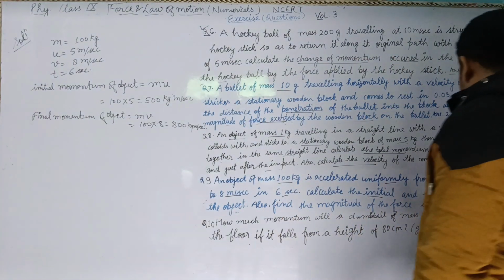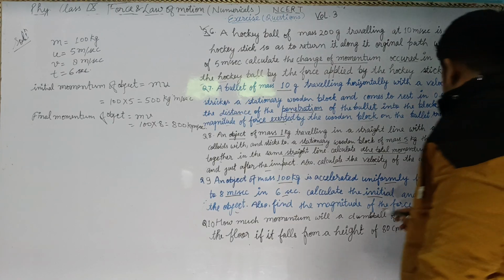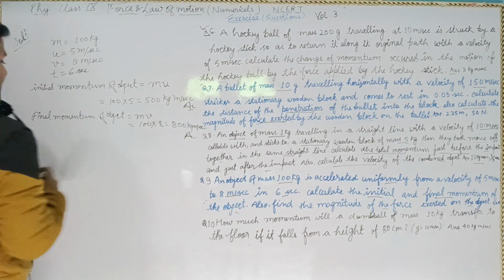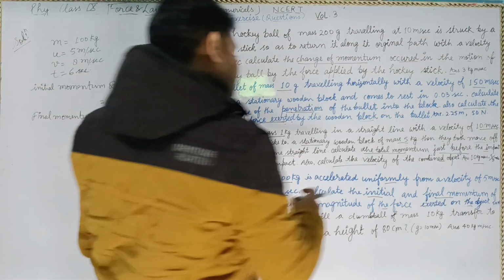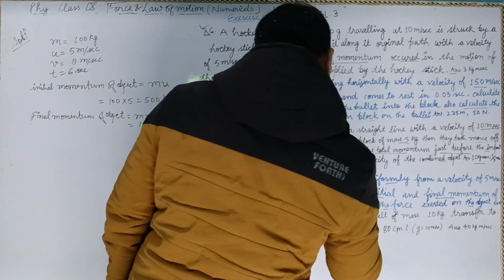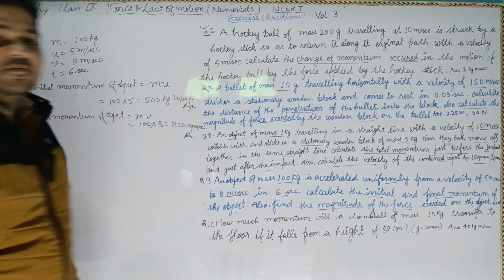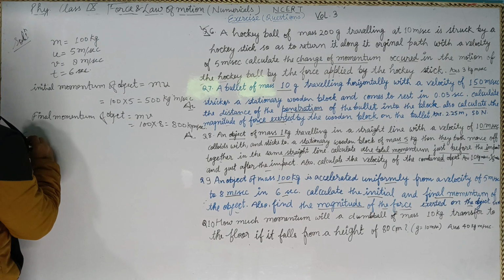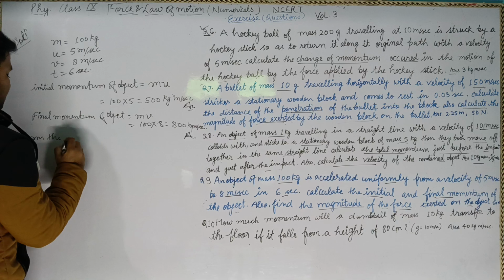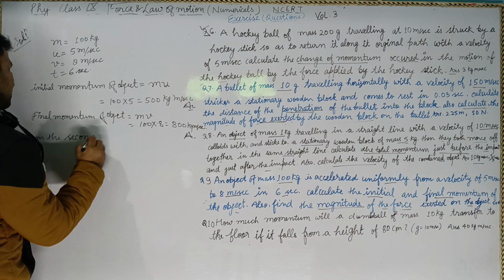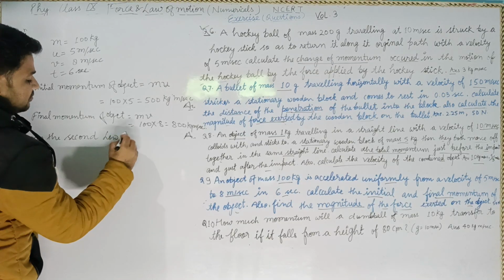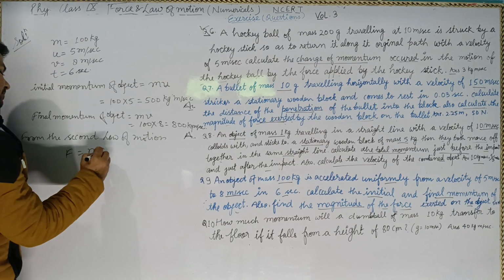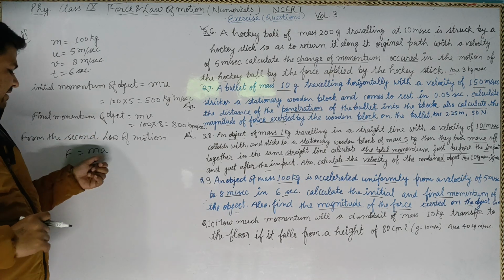Also find the magnitude of the force exerted on the object. We have to find, it is answer number first, it is second, and we have to calculate the magnitude of force exerted on the object. So from the second law of motion, we know that F equal to m a, where m is mass of the object and a is acceleration.